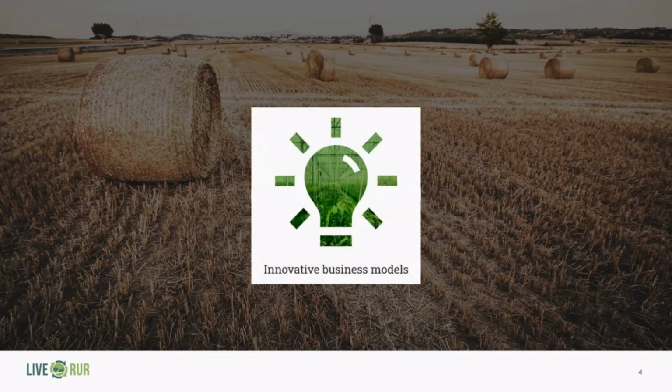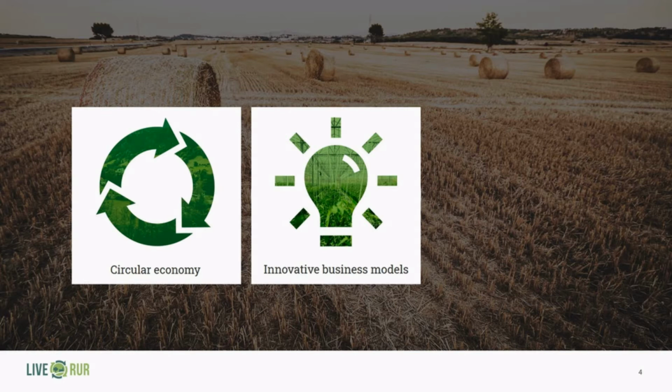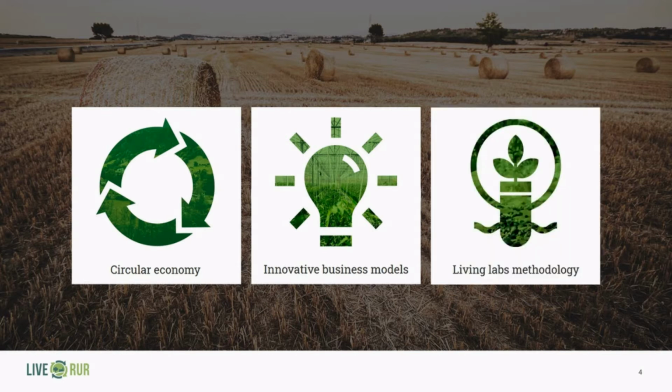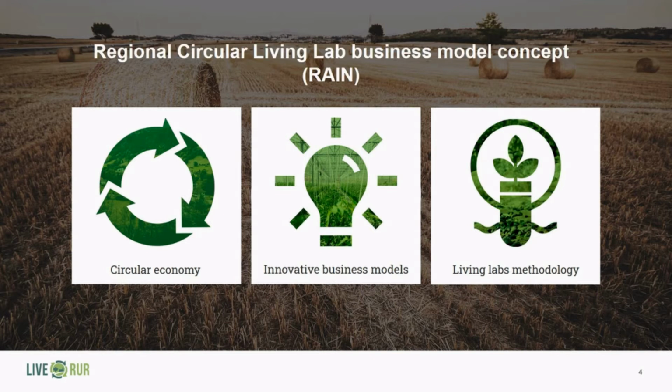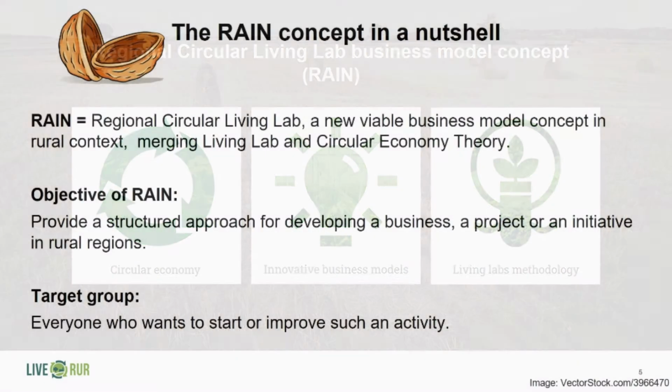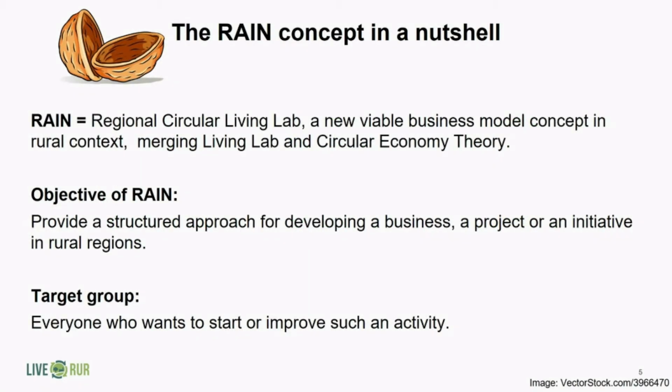In LIVERUR, a Horizon 2020 funded project, the aim is supporting businesses, projects, and initiatives in designing innovative business models in rural areas, moving towards a circular economy and including all important stakeholders by following the Living Lab approach. In combining these ingredients, a new business model concept has been created, the Regional Circular Rural Living Lab Business Model Concept, RAIN. RAIN is short for Regional Circular Living Lab.